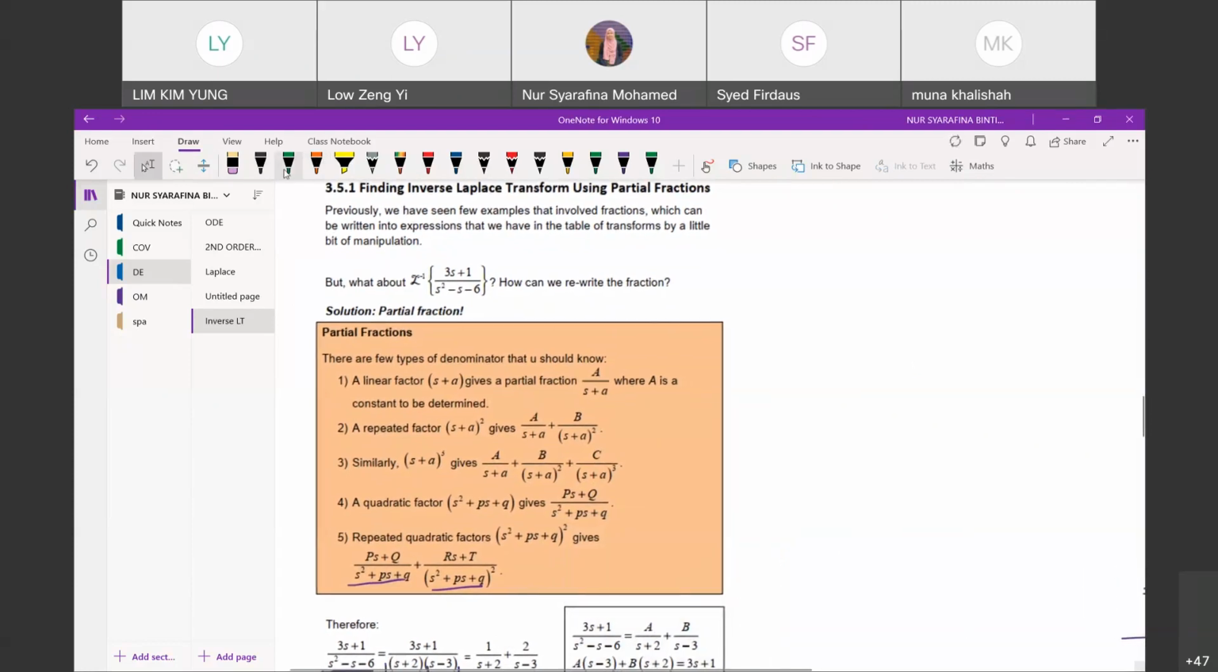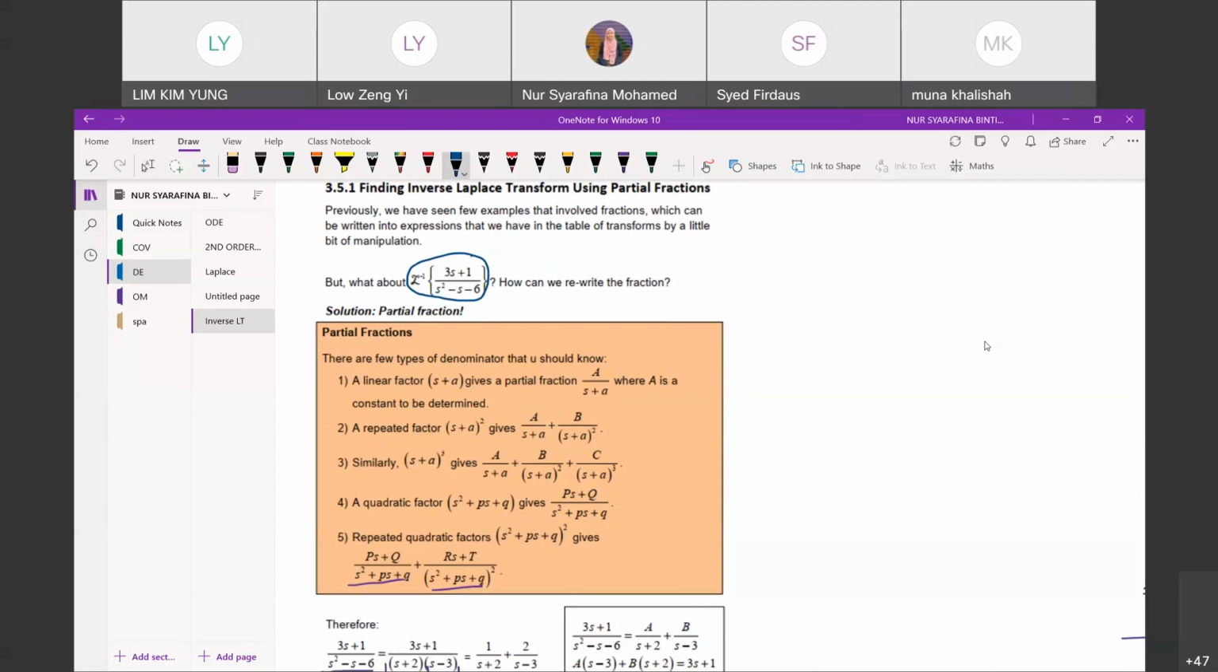Okay, so look at this. Now let's say you have this kind of function where, as you can see, no form of function is suitable with this function directly based on the table of transformation and also from the properties. We have x squared minus s minus 6. There is no such function in the table of transformation. So what we need to do is to simplify.